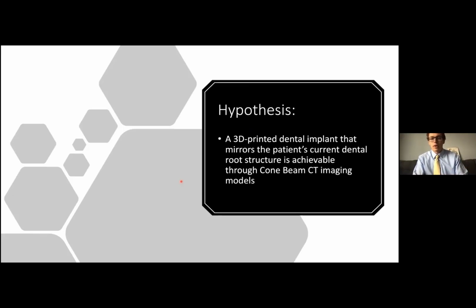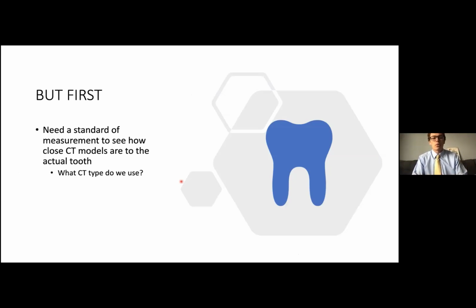But before we can even address that hypothesis, we needed a standard of measurement to see how close the CT models are to the actual patient's tooth. There's speculation as to the accuracy of cone beam CT, but as far as the actual dimensional accuracy for this study, we're not sure. And then on top of that, what type of CT do we use? Do we continue with the standard protocol of cone beam CT? Should we use medical CT, which is a higher resolution but a higher exposure? Do we go all the way to, say, micro CT, which is even more exposure but even more specific? We don't know.